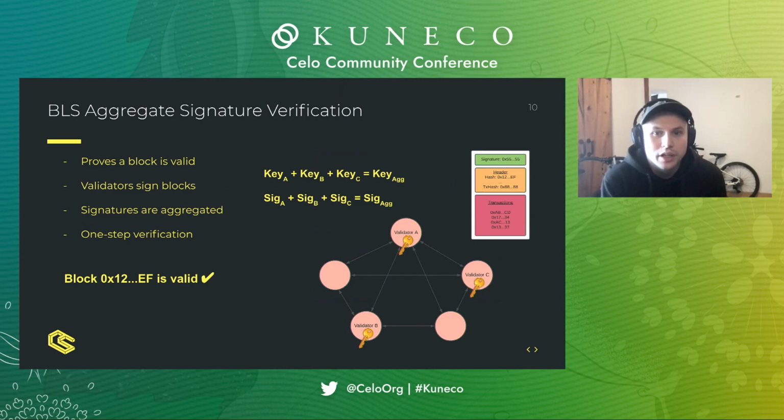Moving on to the BLS aggregate signature verification. Within a Celo network, the elected validators will individually sign a new block, and these signatures are combined to produce an aggregate signature, which is associated with that block. Similarly, we can take all the public keys of these validators and combine them to produce an aggregate public key. So in a single verification step, we can then verify that the elected validators did produce a specific block.